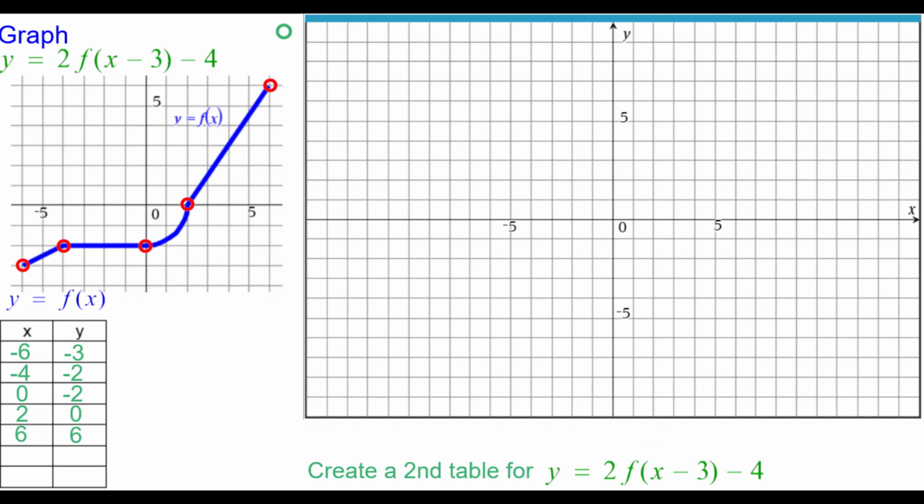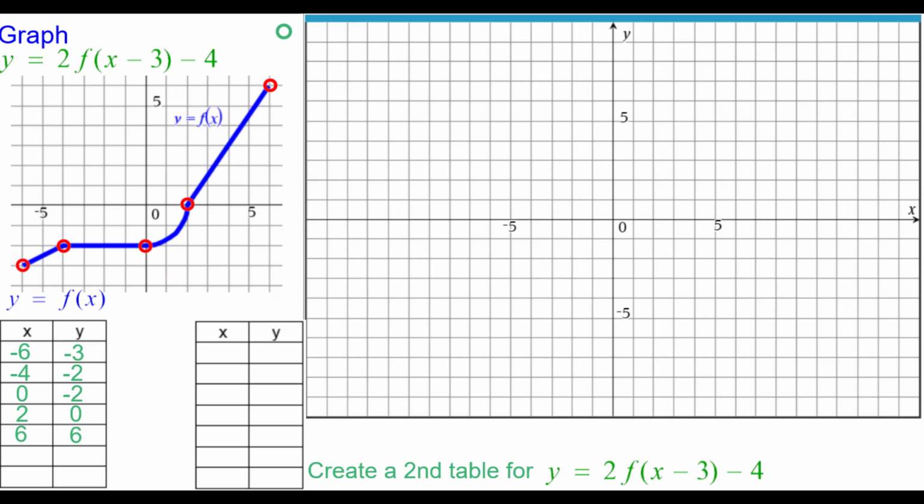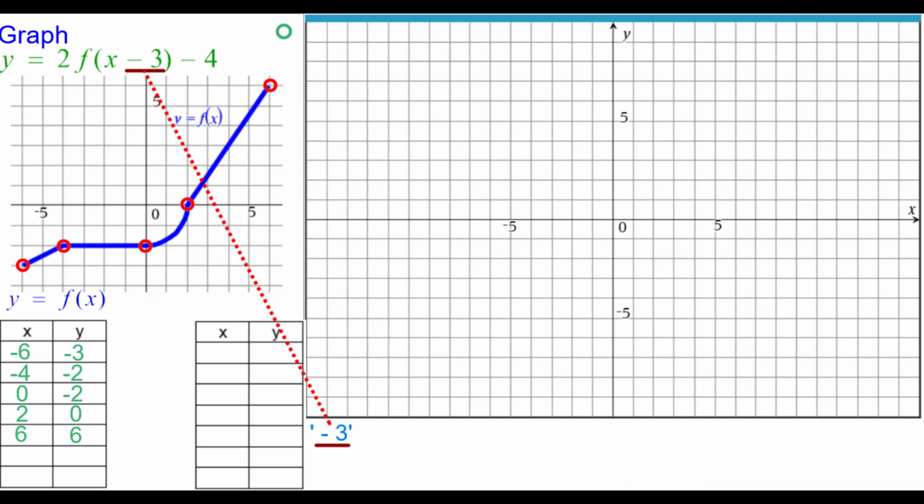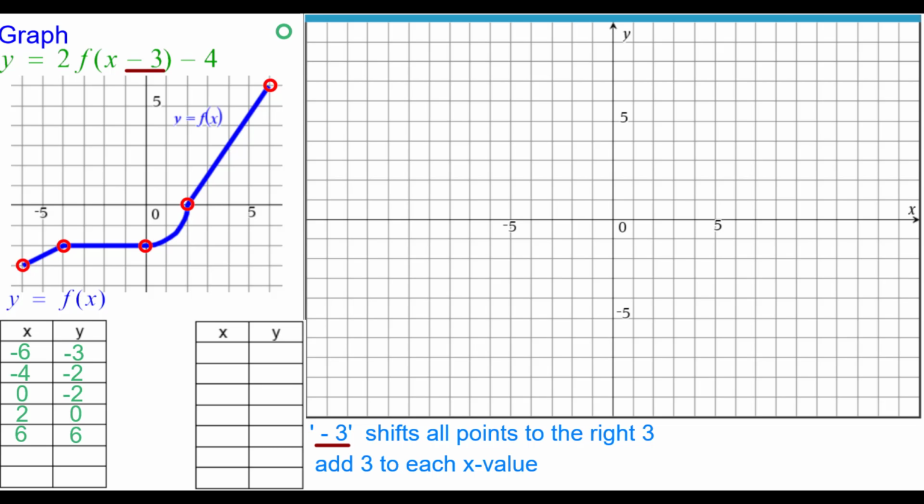We need to create a second table for the graph that we want. Looking at the parameters, the -3 inside the function shifts all points to the right 3. That means we have to add 3 to each x value to go to the right. So -6 plus 3 would be -3.